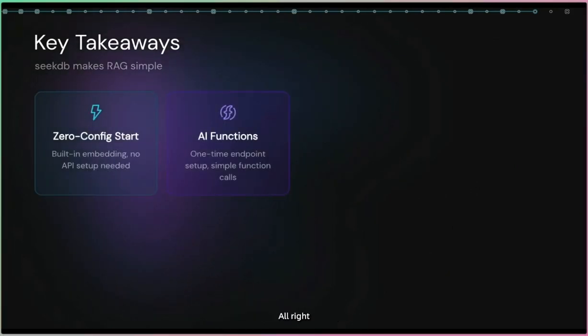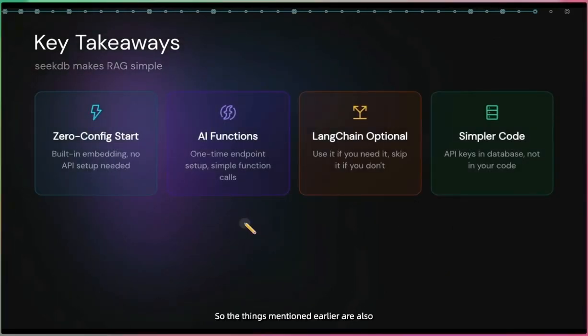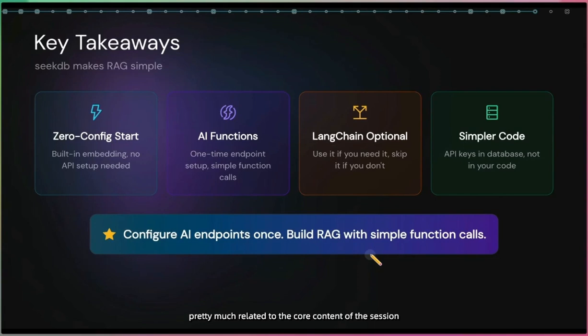All right, so the things mentioned earlier are also pretty much related to the core content of this session. To sum it up one last time, first, there's zero configuration startup. Second, AI functions. Third, the flexibility to choose from the ecosystem. And finally, our all-in-one database capability, which can package everything together and make building the RAG process very straightforward and simple.